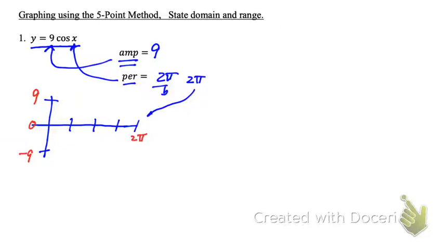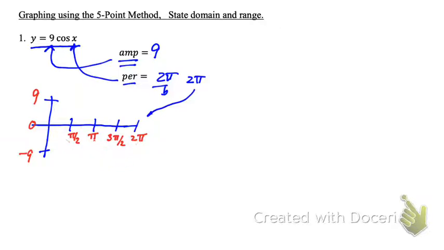Now, how do we label these landmarks in between? Well, here's the way you do this. You take 2 pi, what's in the middle of 0 and 2 pi? Pi. What's in the middle of 0 and pi? Pi over 2. Then what's in the middle of pi and 2 pi? It's 3 pi over 2. Okay, and that's how you can get those labeled.